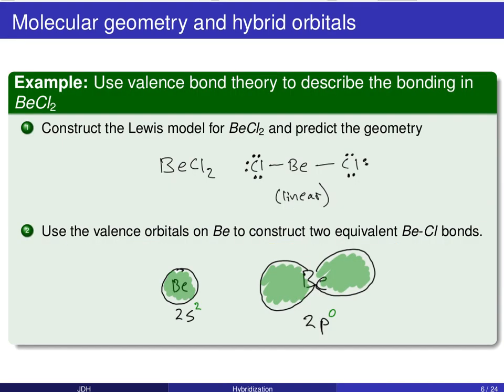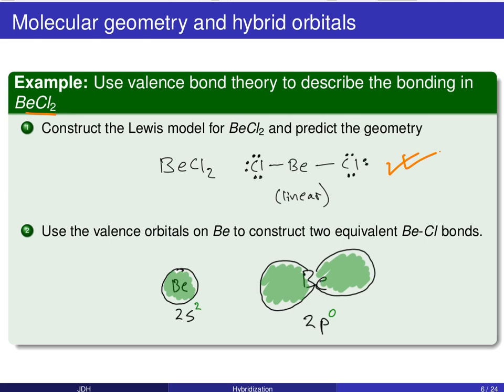Okay, so to lead into this concept of hybrid orbitals, it's important, I think, to consider an example, right? In this example we're asked to use valence bond theory to try and describe beryllium chloride bonding. Okay. Now, hopefully at this point you can all draw out that beryllium chloride Lewis dot structure.